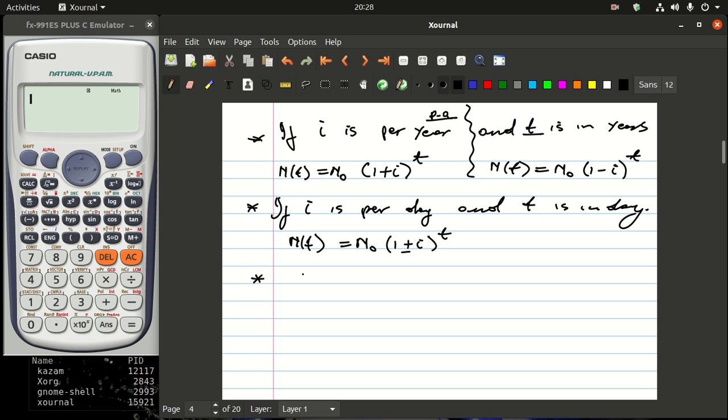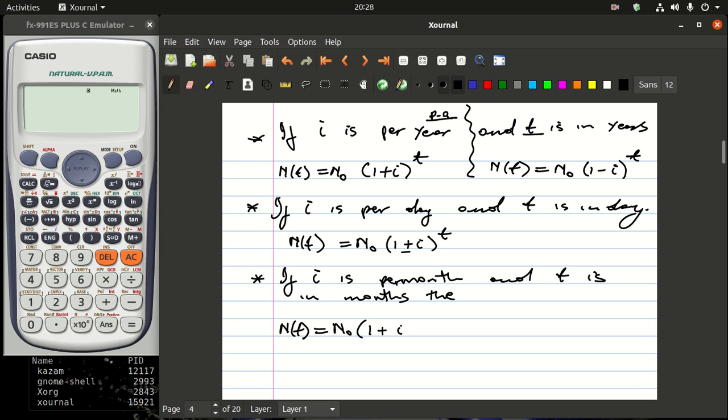Now, if I is per month, and t is in months, then the equation we're going to use is N of t is equal to N naught, and then we're going to have 1 plus I raised to t for growth, and then minus here for decay.